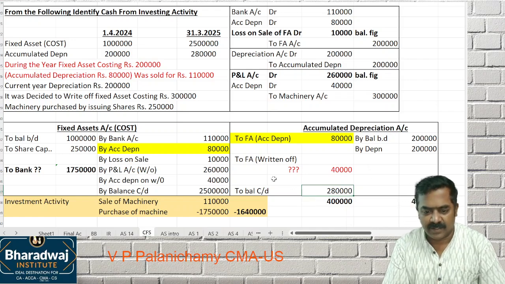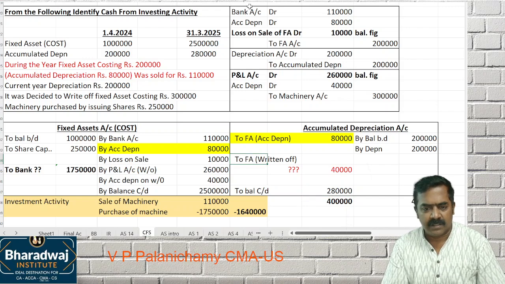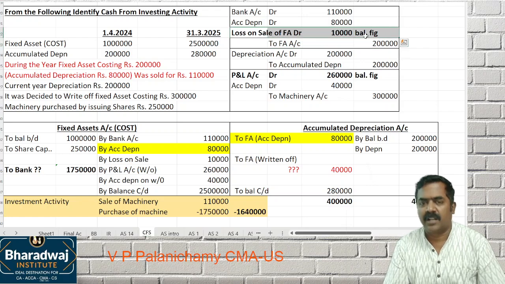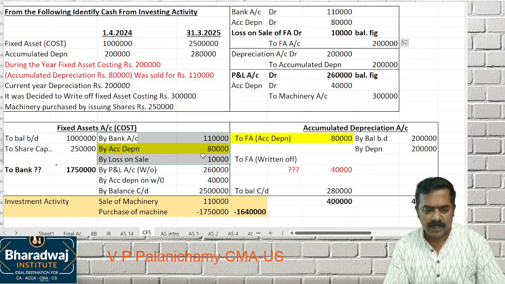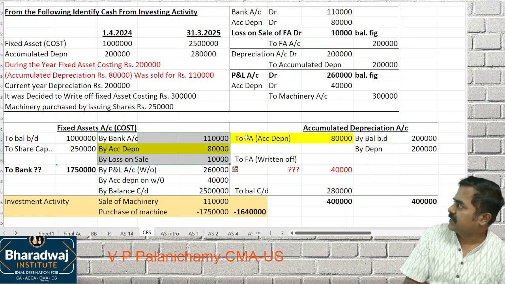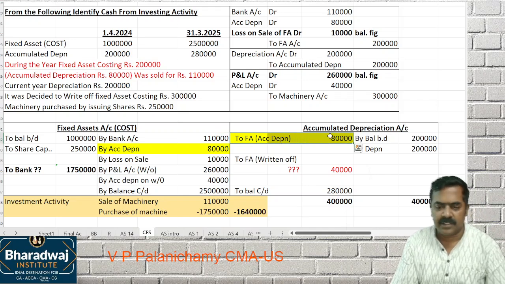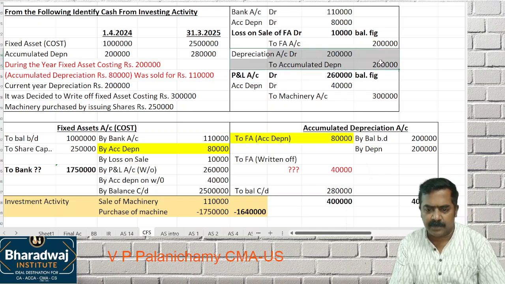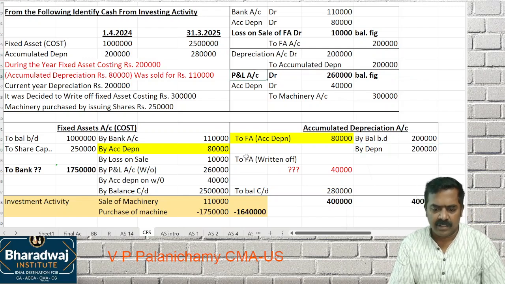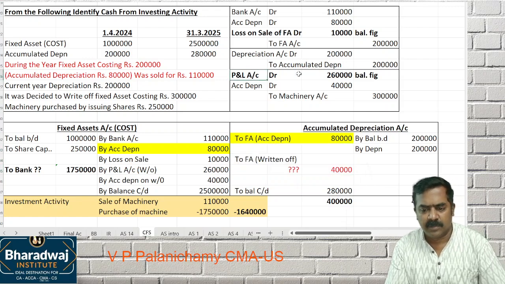Okay, let us see. I repeat, bank account, accumulated depreciation account, and fixed asset. The balancing figure is what? Loss on sale. We post it by bank, by accumulated depreciation, by loss on sale. That accumulated depreciation is adjusted. Current year depreciation is charged to accumulated depreciation. Then the balancing figure 40,000 is attributable to the asset written off. In the P&L account, that accumulated depreciation to machinery account, we post that also.